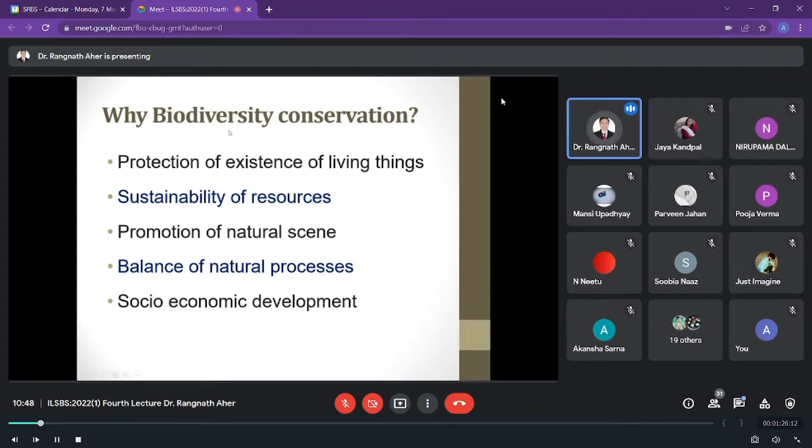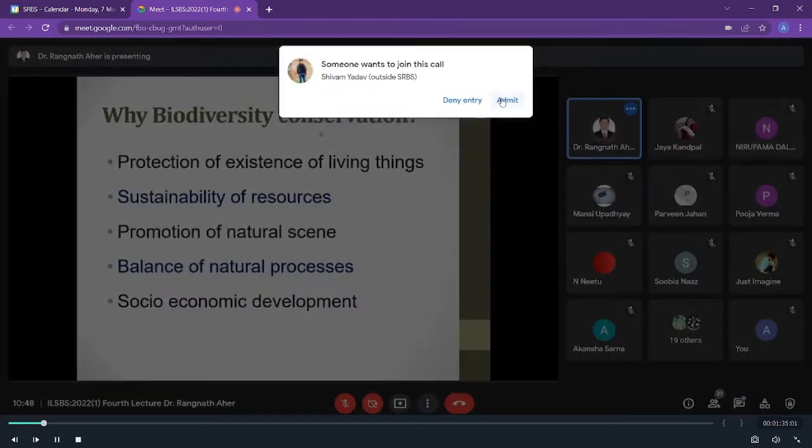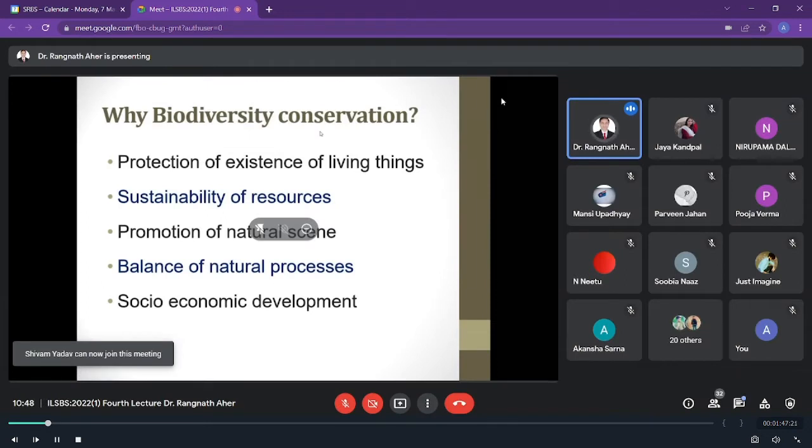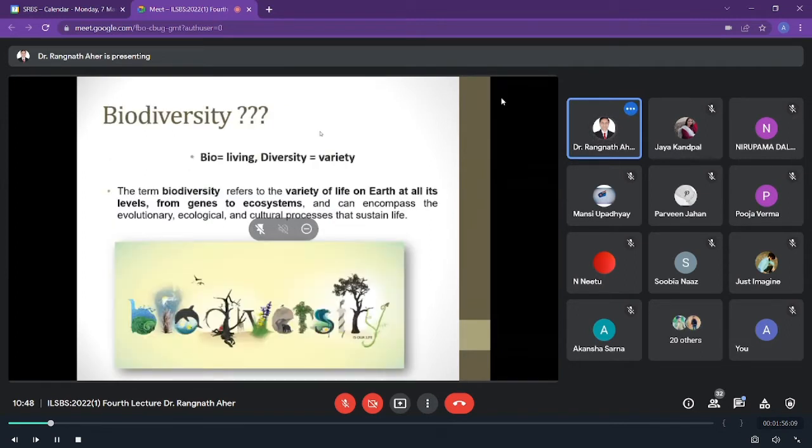Here, why is biodiversity conservation important? Because of the protection of the existence of living things. The second is the sustainability of various types of resources, promotion of natural services, balance of natural processes, and socio-economic development of the country. For this purpose, biodiversity conservation is very important.